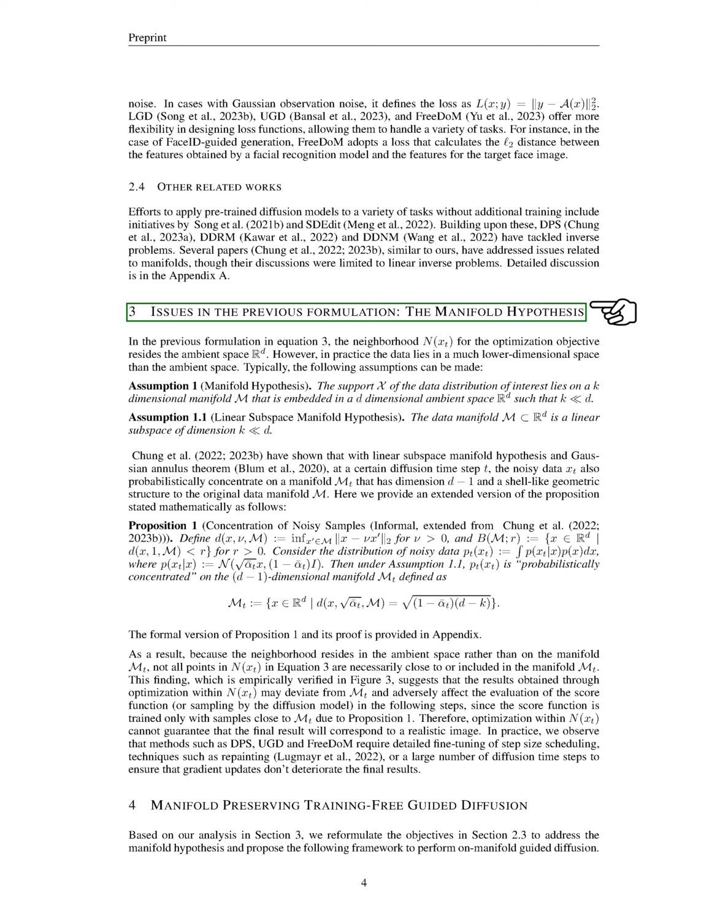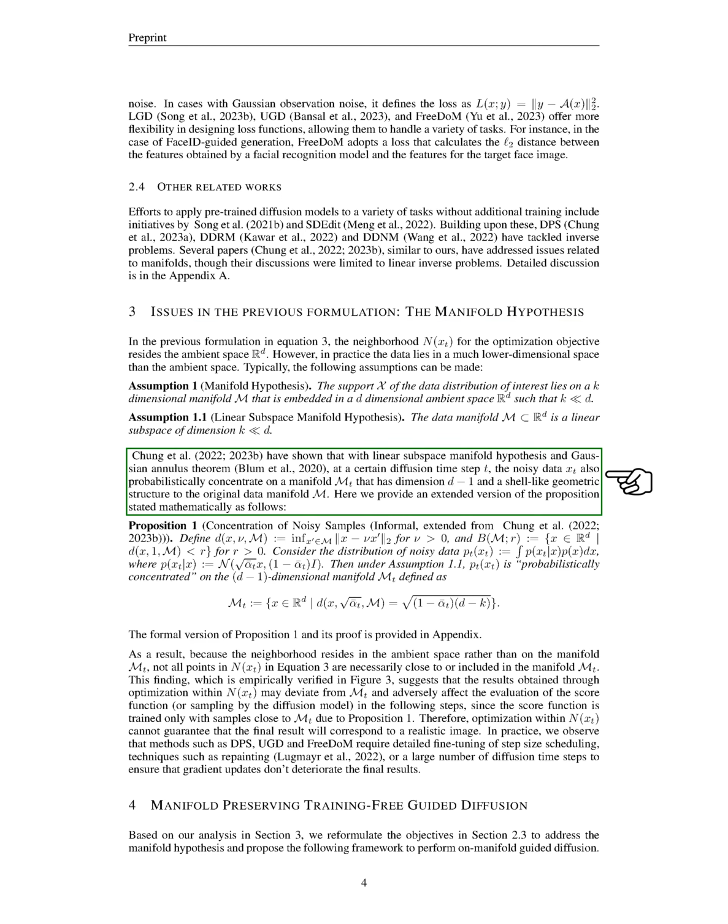However, there's an issue with the previous formulation. In practice, the data lies in a much lower dimensional space than the ambient space. This is known as the manifold hypothesis. Under this hypothesis, the support of the data distribution of interest lies on a k-dimensional manifold that is embedded in a d-dimensional ambient space, where k is much less than d.